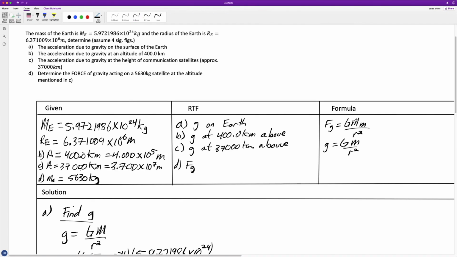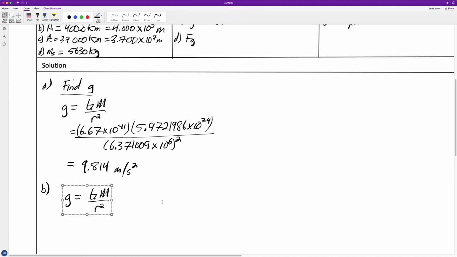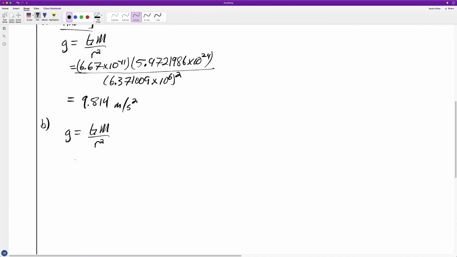Now, part B, we have to find the acceleration due to gravity at an altitude of 400 kilometers above. So using the same formula, however, we have to modify it slightly. So big G, big M over bracket the radius of the Earth plus the altitude all squared. And the key thing is, don't forget your brackets.